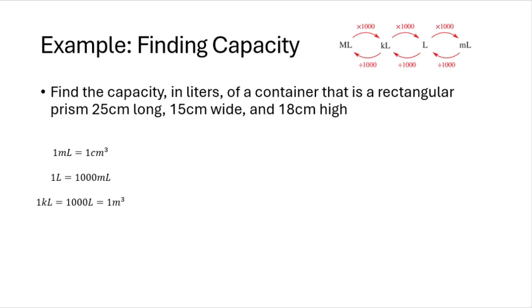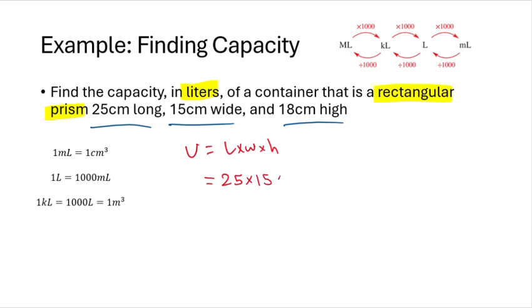For capacity, it's pretty straightforward. So I just have like these little hints on the side. Make sure you use them. It's pretty obvious, okay? So find the capacity in liters when you have a rectangular prism, and then you have all these measurements here. So 25 centimeters long, 15 centimeters wide, 18 centimeters high. Just start off by finding the volume of the rectangular prism. It's pretty obvious, 25 times 15 times 18.